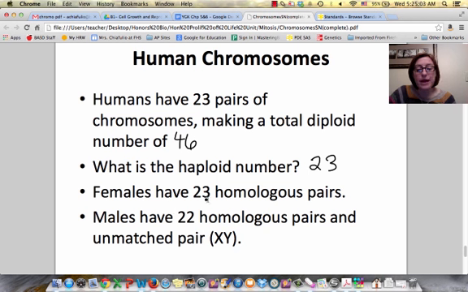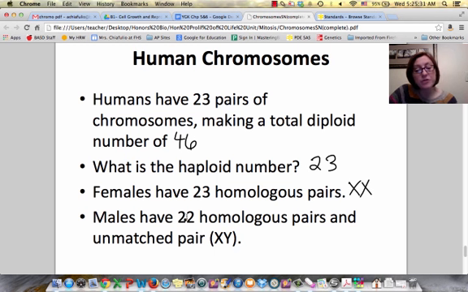Okay? Females have 23 homologous pairs, because when you look at that XX for their sex chromosome pairing, they are still homologous, right? An X and an X, they're going to contain the same genes. So not only do we have the first 22 pairs that are homologous, but the last pair is also homologous.